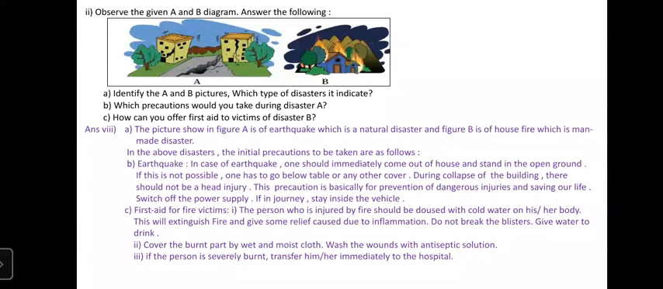So this was your last question of question number 4, and here you finish your science paper 2. I hope you have understood the answers to the respective questions, and definitely it will help you for your SSC exams.